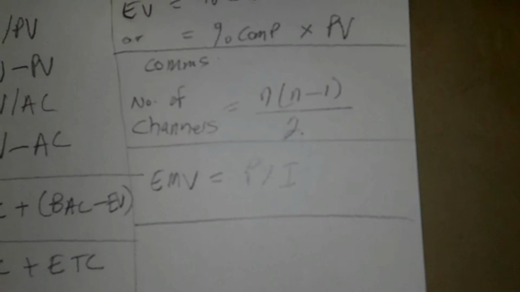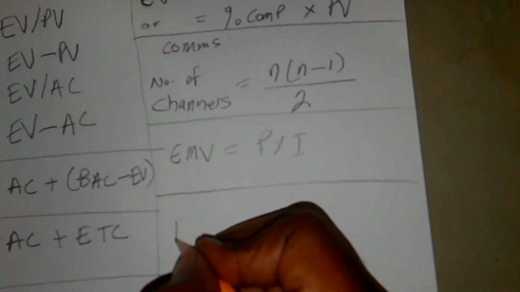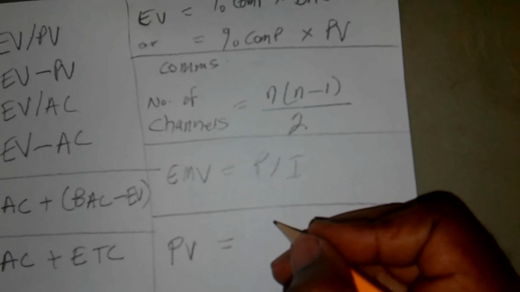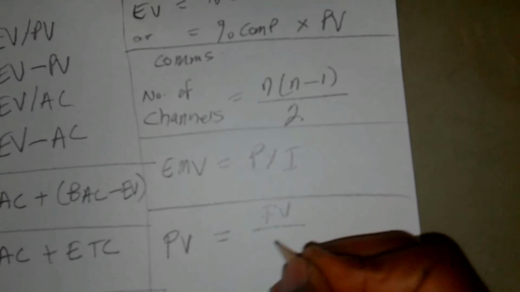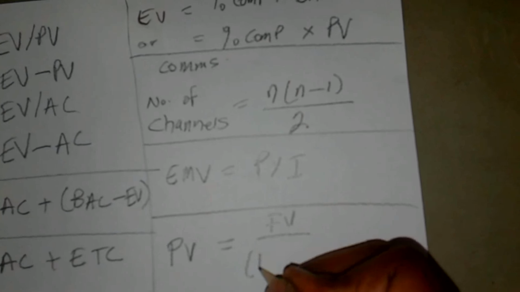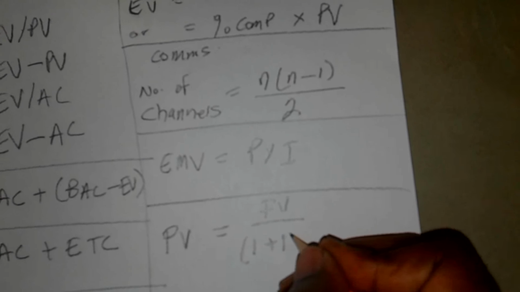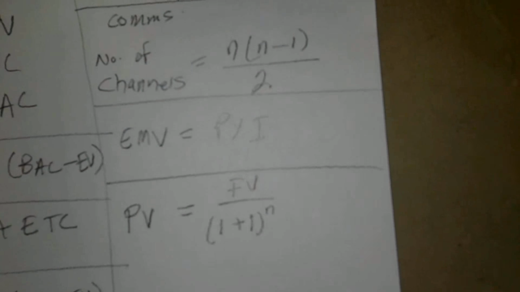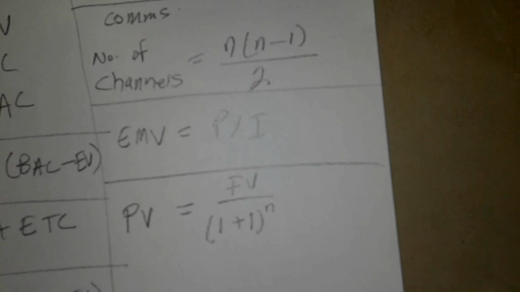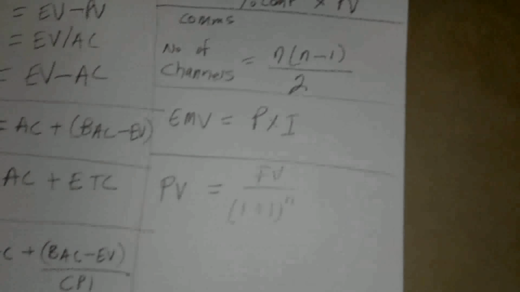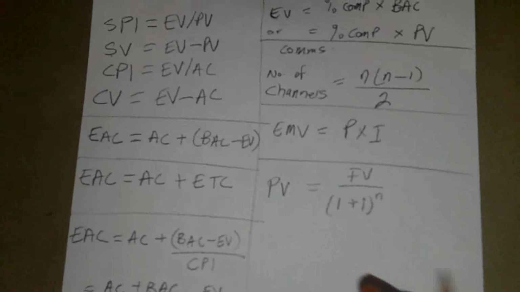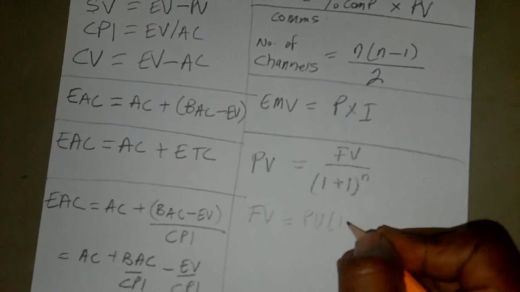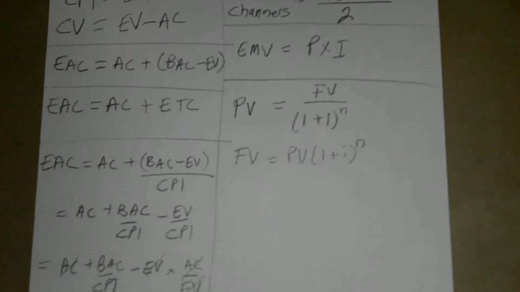Is there any other formula we're forgetting? Present value, PV. What is your present value? Present value is equal to your future value divided by 1 plus the interest rate to the power of n, where n is the number of years. And that's pretty much most of the formulas. Of course, you know that your future value in that case would be equal to the present value times 1 plus I to the power of n. You know how to apply that.